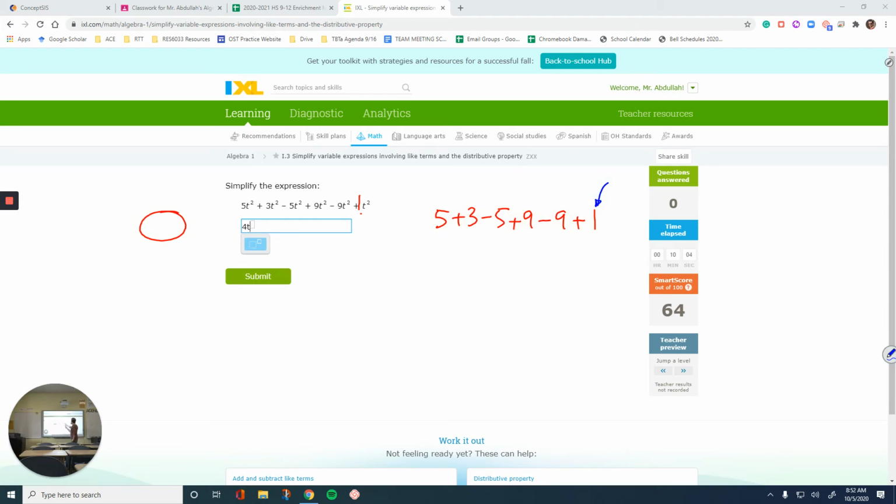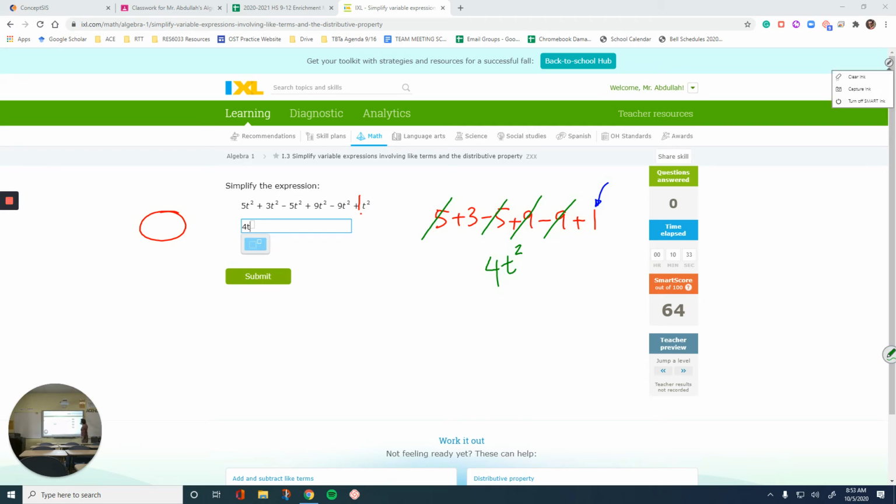Now, when you combine all these numbers together, here is a shortcut. Positive 9, negative 9, they cancel each other out. Positive 5, negative 5, they cancel each other out. And all we have is 3 plus 1. When we combine those together, we get 4. And then the variable was t squared. That's just another way of doing it. If you don't want to just count them all together, you can make a list, cancel out the ones that have the same number, different signs.